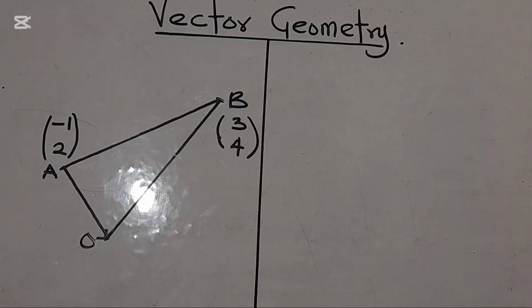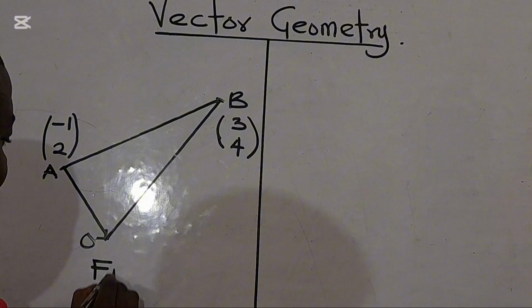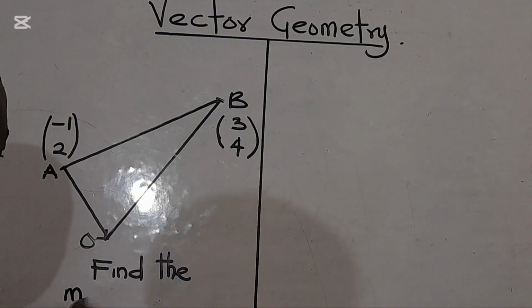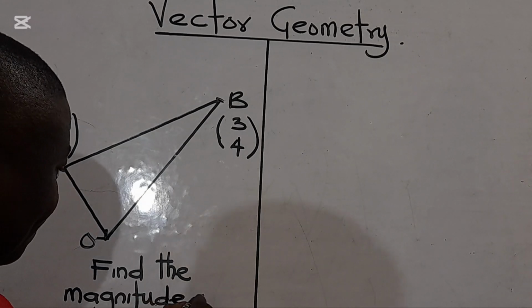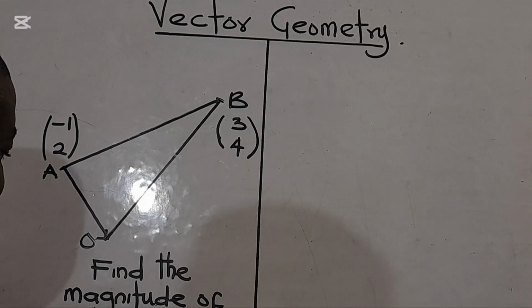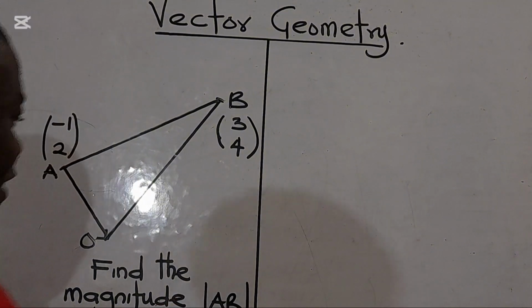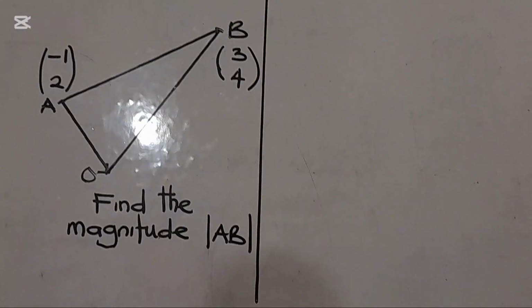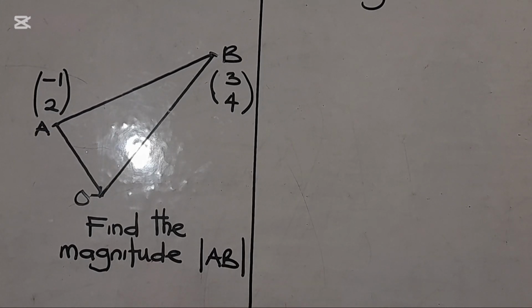Let's look at this example. You have OA as -1 and 2. You have OB to be 3 and 4. Now, the question says find the magnitude of AB. Find the magnitude AB.